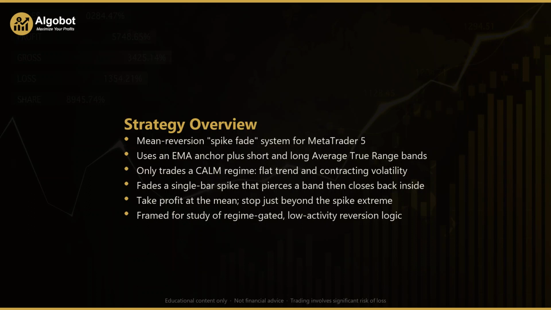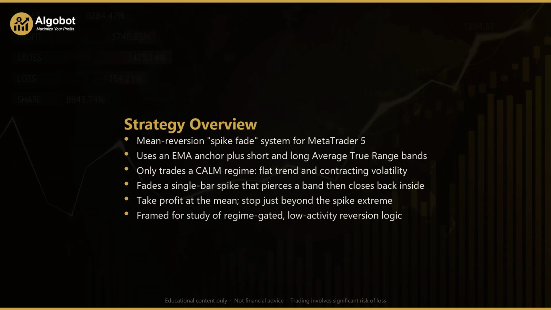The idea is that in a genuinely trending or expanding market, a spike can be the start of a real move, and fading it can hurt. But in a calm, contracting market, a lone bar that spikes out and immediately snaps back is far more likely to be a temporary liquidity flush than a new trend. This EA is designed to trade only that specific situation.